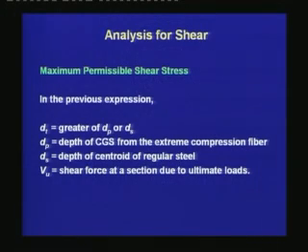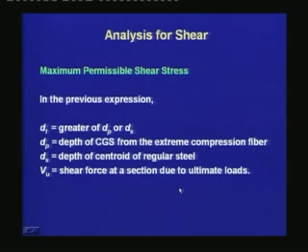In this expression, B is the breadth of the section, dt is the greater of dp or ds, where dp is the depth of CGS from the extreme compression fiber and ds is the depth of centroid of regular steel. Vu is the shear force at a section due to ultimate loads.